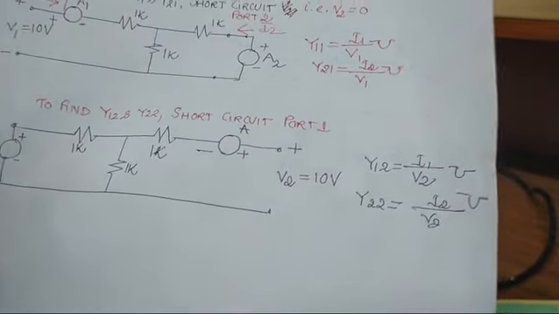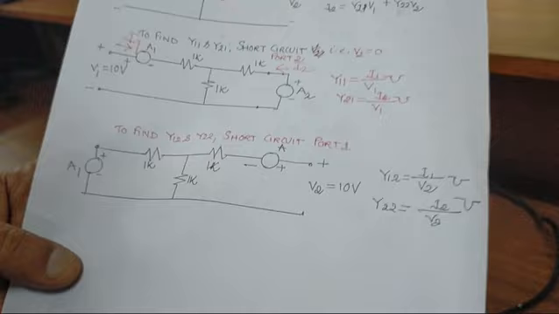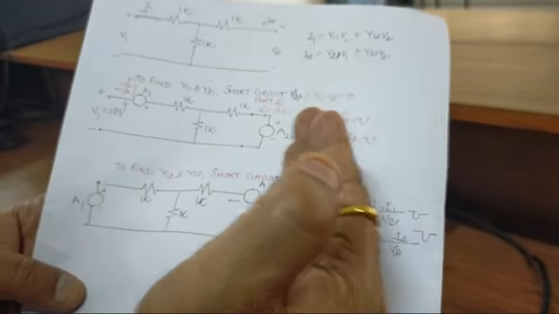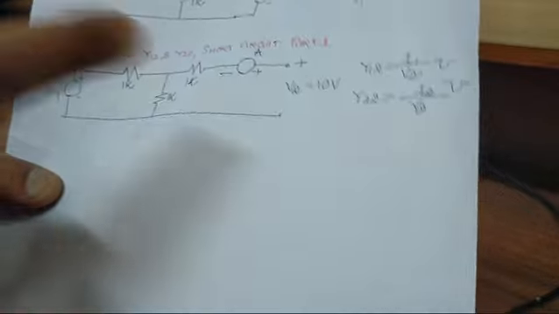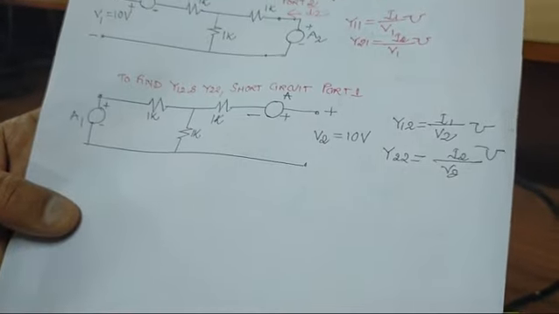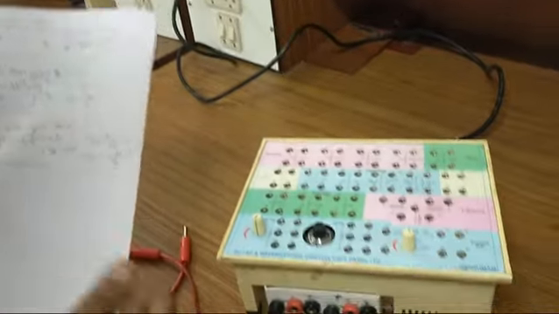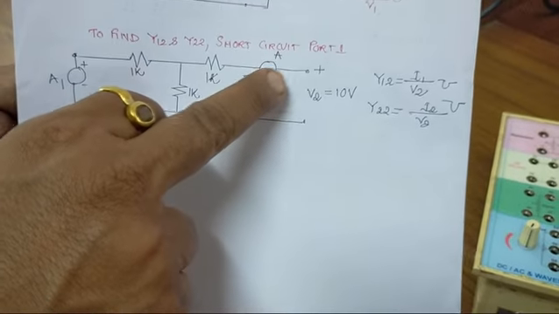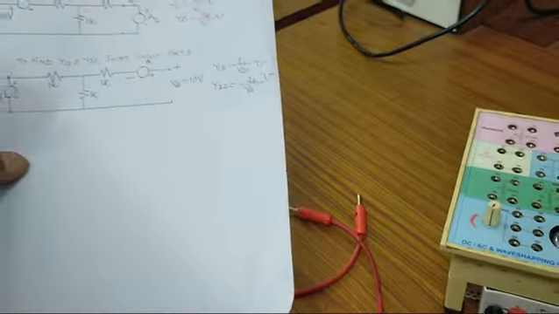Now, let us make the connections. How to make the connections? We will go from right side to left side. Why? Because input is given to port number 2. So, this positive end of the supply is connected to the positive end of the multimeter.